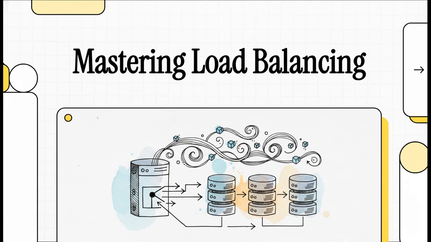Welcome to this explainer. Today, we're diving straight into the hidden layer of the modern internet. We're going to explore the precise architectural strategies that keep high availability web applications running smoothly, preventing them from crashing under those massive, unpredictable traffic spikes that can literally cost millions in downtime.